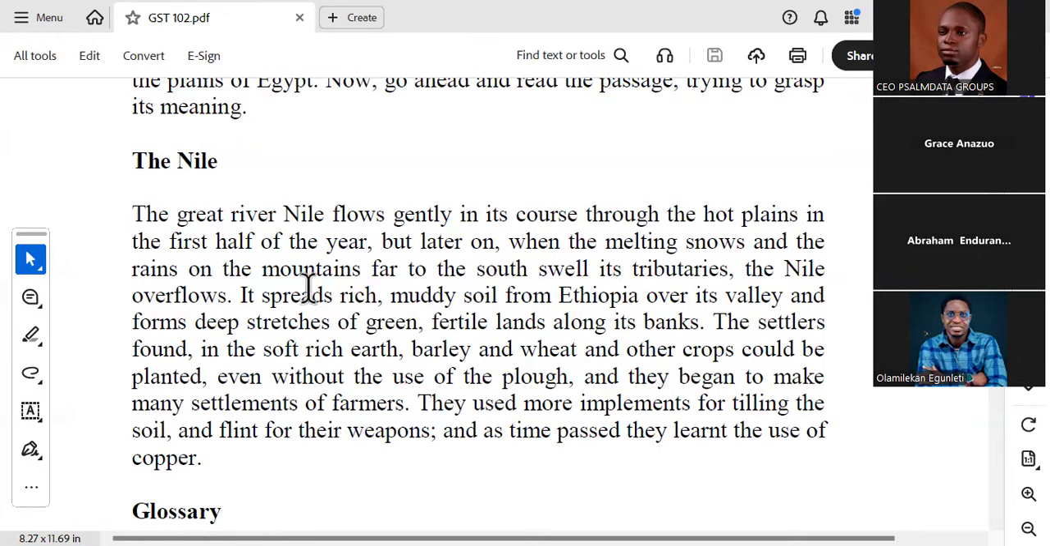Which means all of this can be shortened to: River Nile flows through the hot plains in the first half of the year. Fine, the idea is passed. What of the second part? What can we remove in the second part?